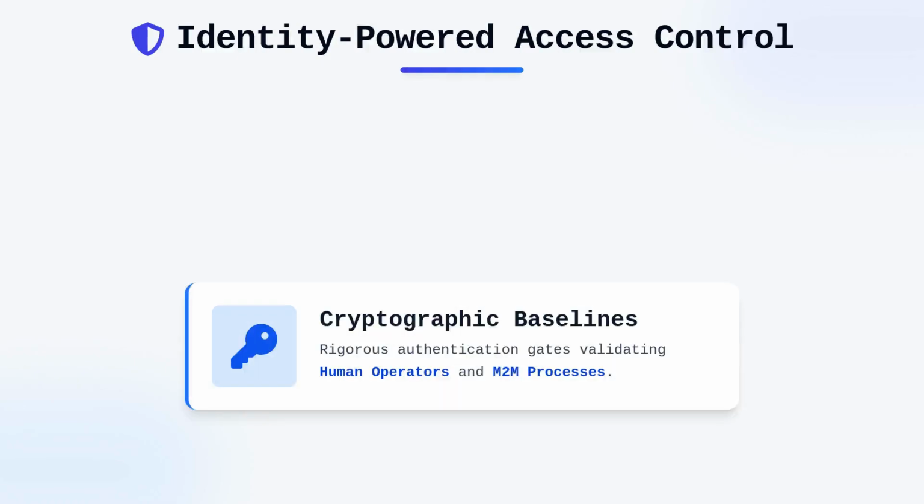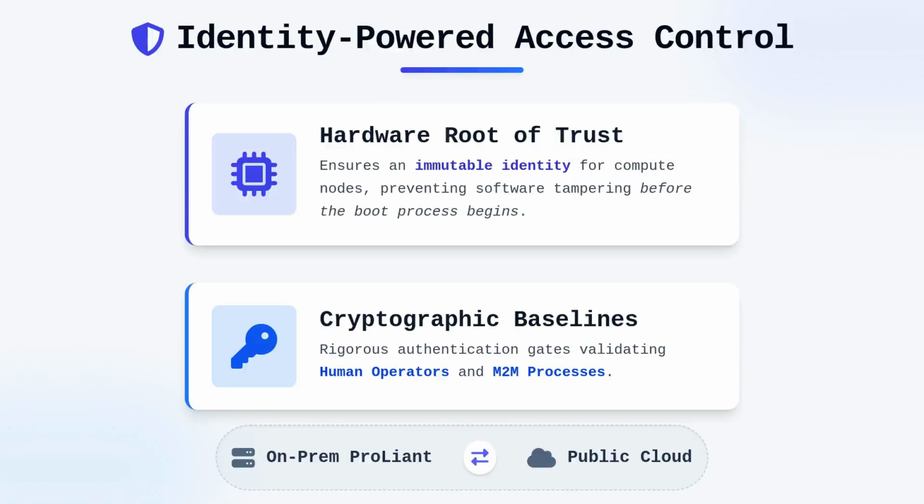At the core of implementing this architecture lies the mechanism of identity-powered access control, where cryptographic baselines serve as our primary defense. We must ensure that only authenticated identities, whether human operators or machine-to-machine processes, can interact with sensitive resources. This is particularly relevant when dealing with hybrid clouds, where workloads might span between on-premises ProLiant servers and public cloud instances. To enforce this, we utilize hardware-based roots of trust that provide an immutable identity to the compute node, ensuring that the software stack has not been tampered with before it even begins to boot.